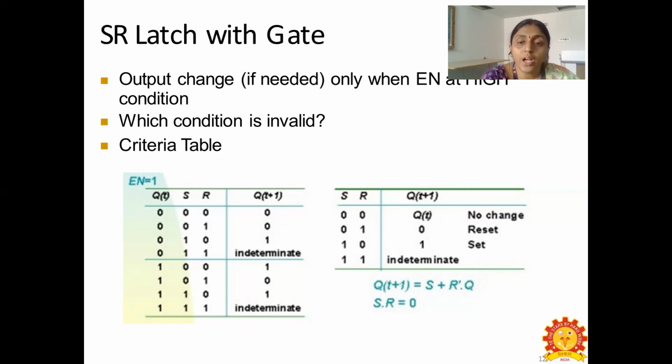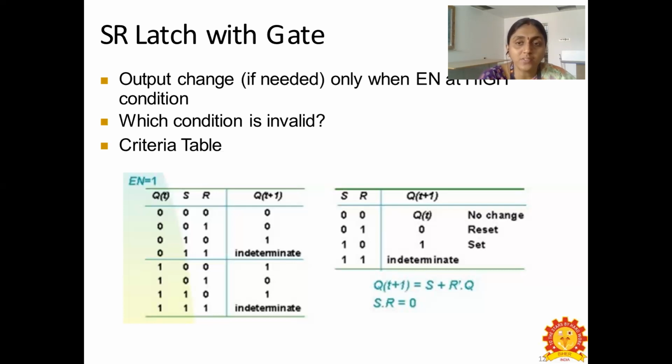So we can consolidate and say that when S and R are 0, the Q value remains the same even in the next state, that is no change. And when S is 0 and R is 1, then the next state value will be 0, which is the reset condition. And when S is 1 and R is 0, then the next state value will be 1, which is the set condition. When both S and R values are 1, it shows the indeterminate state.